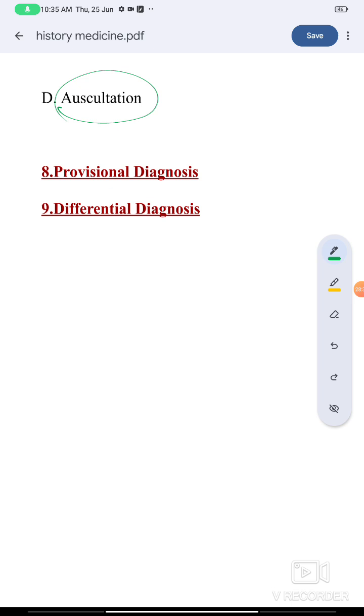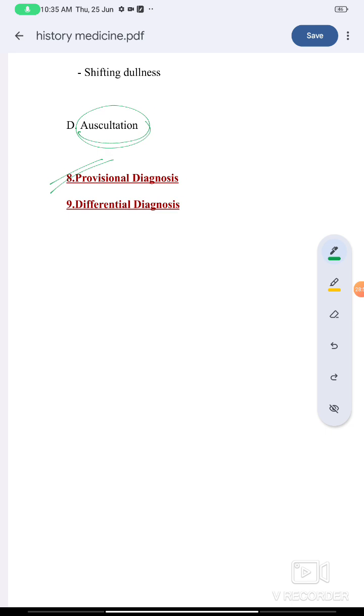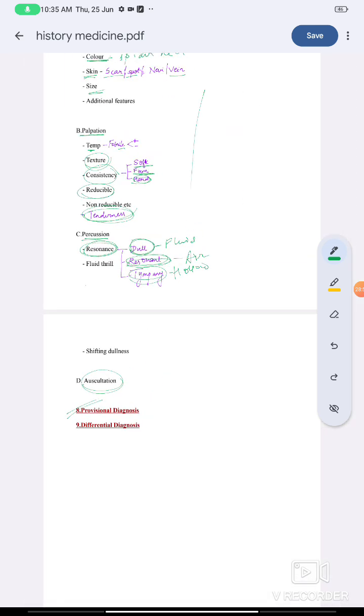Then lastly comes the auscultation. Auscultation is performed by the stethoscope, wherein you hear the sounds of the viscera. For example, you can hear bowel sounds, heart sounds, breath sounds, etc. Then most importantly comes the provisional diagnosis. Based upon the chief complaint and everything that you ruled out, you have to arrive at the provisional diagnosis. Then comes the differential, that is, what other diagnoses can be made on this chief complaint.